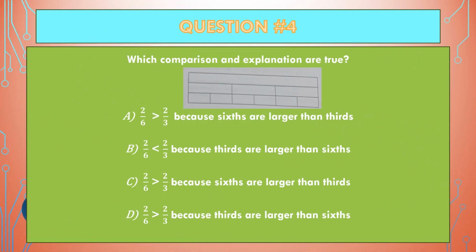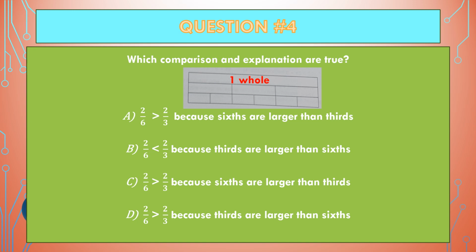All right, it's time for me to model question number 4. Which comparison and explanation are true? Well, before I start modeling, we need to take a look at this blank fraction strip that we're given so that you can know exactly what you're looking at. That very first line at the top represents one whole because that's a whole rectangle. Now, each one of these lines represents a whole, but it's divided into different amounts. So that first line is one whole. Notice it's not divided into anything.